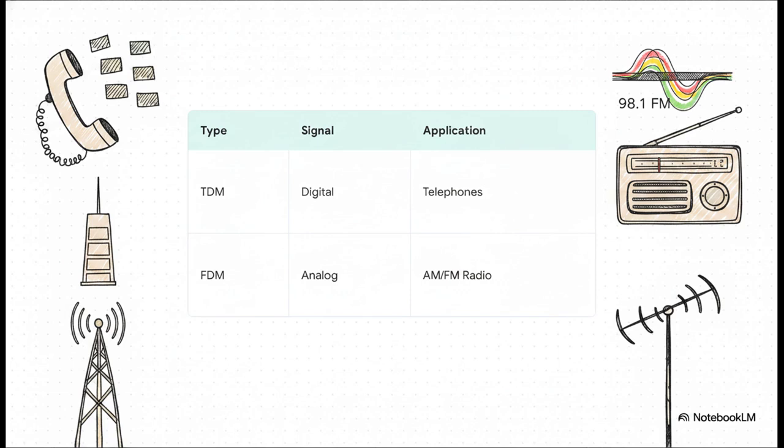And you actually interact with both of these every single day. TDM is heavily used in digital applications. Think traditional telephone architecture and cellular networks, where your voice data is chopped up into those tiny time slots. FDM, on the other hand, takes advantage of analog passband transmission, and it's the exact technology behind AM and FM radio. So when you tune your car radio to 98.1 FM, you are quite literally selecting one specific frequency lane that the FCC has isolated from all the others just to prevent interference.